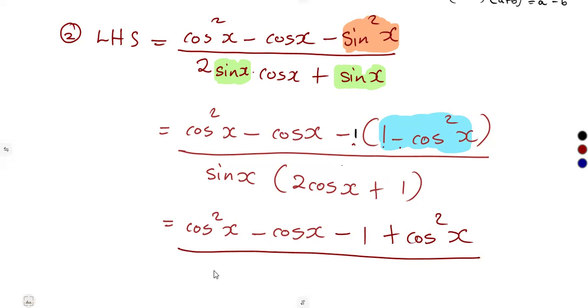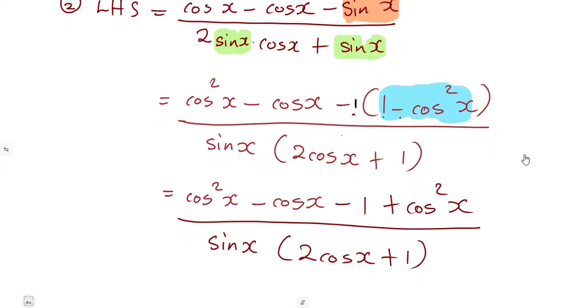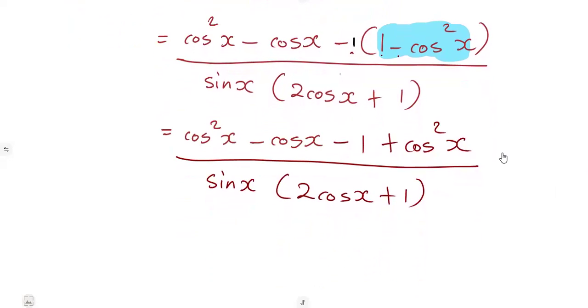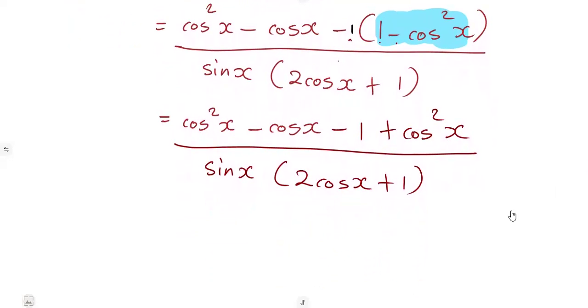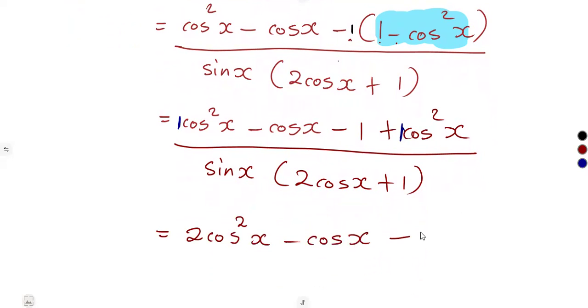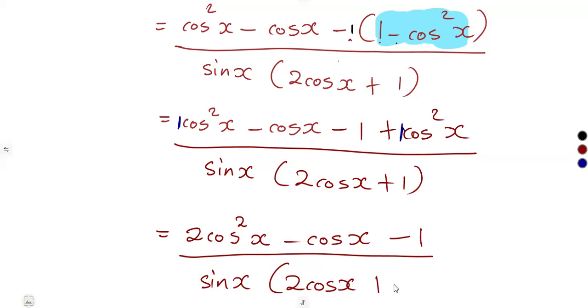Everything over what? Remember our denominator. We factorized this. It's 2 cos of x plus 1. This is where we are. In the numerator, we've got like terms. In terms of the cos squared, there's cos squared here. There's also a cos squared. So let's add these two. 1 plus 1, that's 2. So it's going to give us 2 cos squared of x minus cos of x minus 1, everything over sine of x into 2 cos of x plus 1. This is where you are.